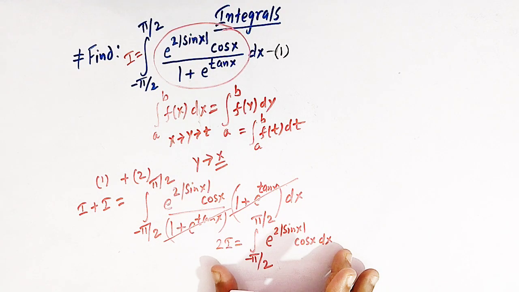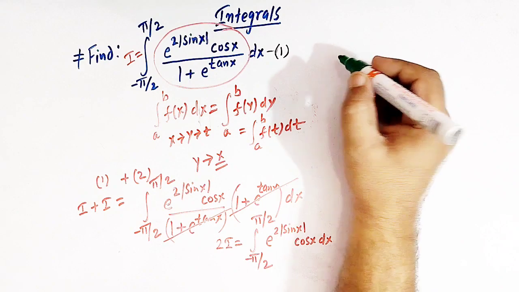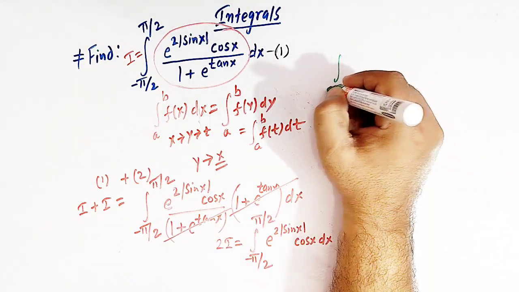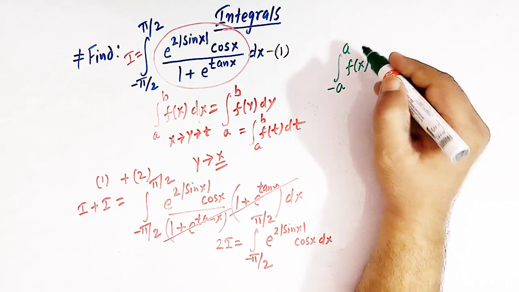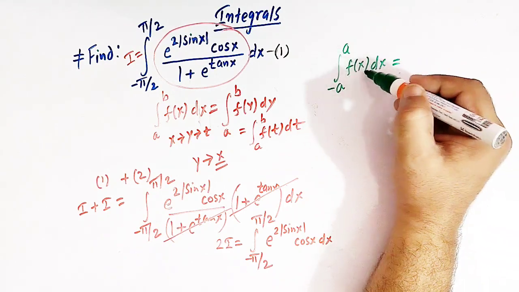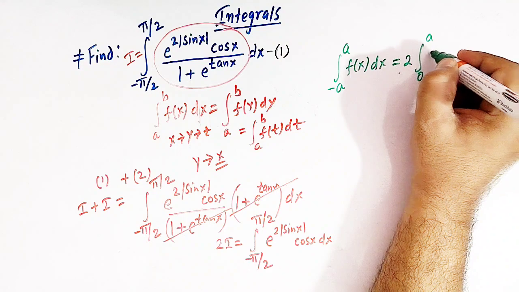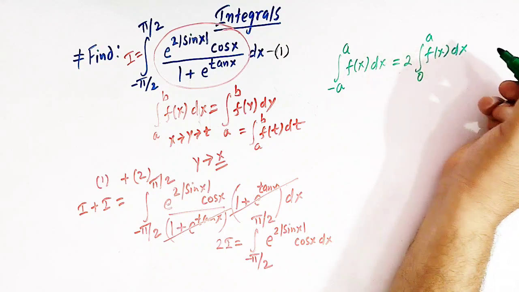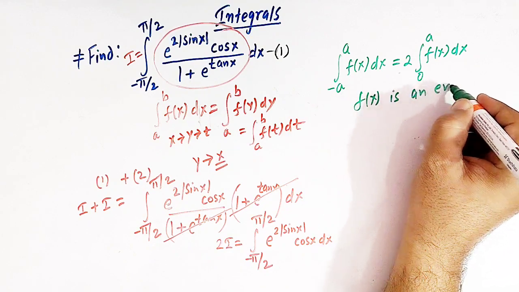So viewers, now we have this integral, right? Now let us see the right hand part of this equation, that is this integral, and see here if we apply this property, that is from minus a to a f of x dx, then the property says that if we have an integral from minus a to a f of x dx, then this integral is 2 times the integral from 0 to a f of x dx, provided this f of x is an even function, right?